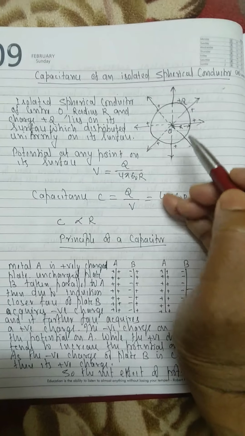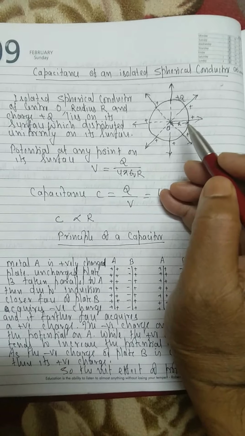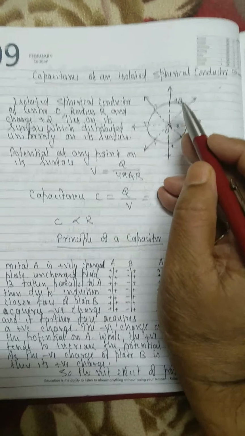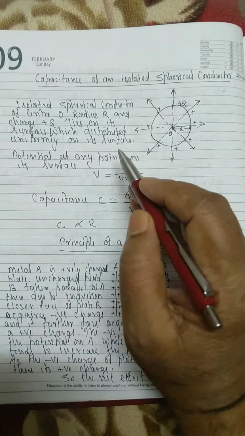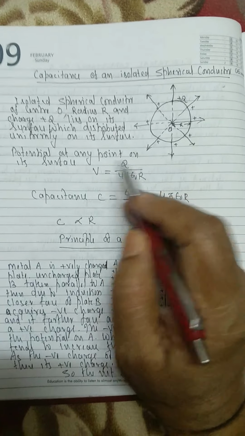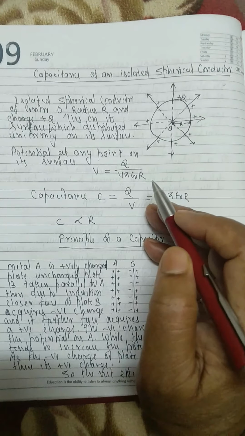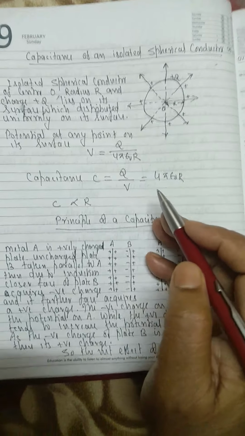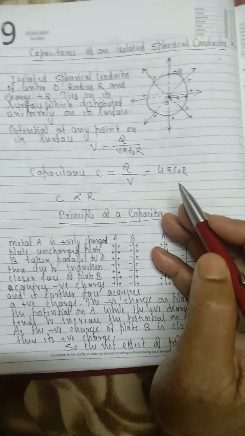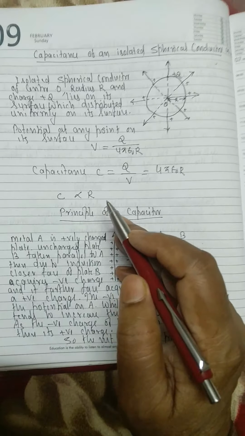Suppose an isolated spherical conductor of center O, radius r, and charge plus q lies on its surface, distributed uniformly. So the potential at any point on its surface is V equal to q by 4 pi epsilon naught r. But we know the capacitance C equal to q by V equal to 4 pi epsilon naught r. So capacitance is directly proportional to the radius.